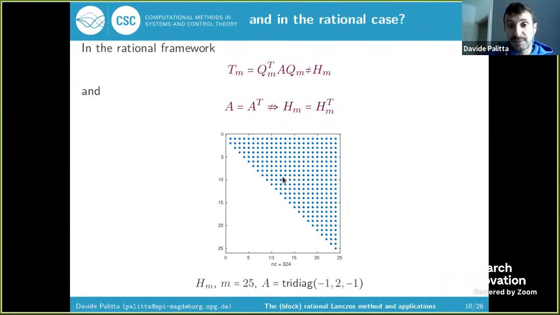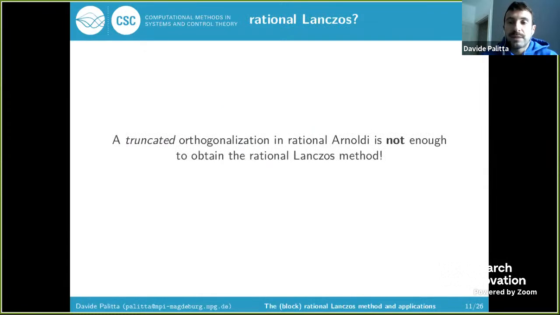And here you can see the sparsity pattern of the matrix H_m. Here we consider this tridiagonal matrix as A, so of course it's symmetric. We run rational Arnoldi for 25 iterations, and this is the matrix H_m that we get. So of course it's upper Hessenberg, but it's not tridiagonal. So rational Lanczos is not just a truncated version of rational Arnoldi. We cannot just say, okay, let's avoid performing a full orthogonalization and then we get the method. This is not the case.